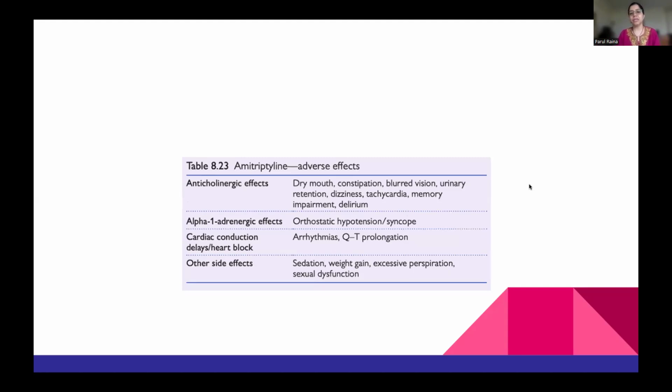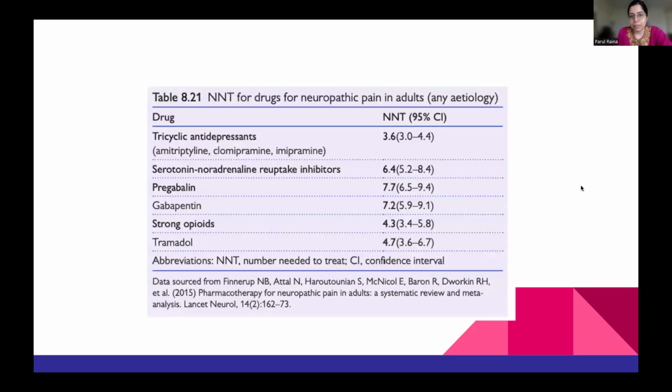The side effects include dry mouth, constipation, blurred vision, urinary retention, tachycardia, and delirium also. It can also lead to orthostatic hypotension and QT prolongation, and other side effects include sedation, sexual dysfunction, excessive perspiration, and weight gain. This is the NNT for the drugs for neuropathic pain in adults. We have tricyclic antidepressants with an NNT of 3.6, SNRI 6.4, pregabalin 7.7, gabapentin 7.2, strong opioids 4.3, and tramadol 4.7.